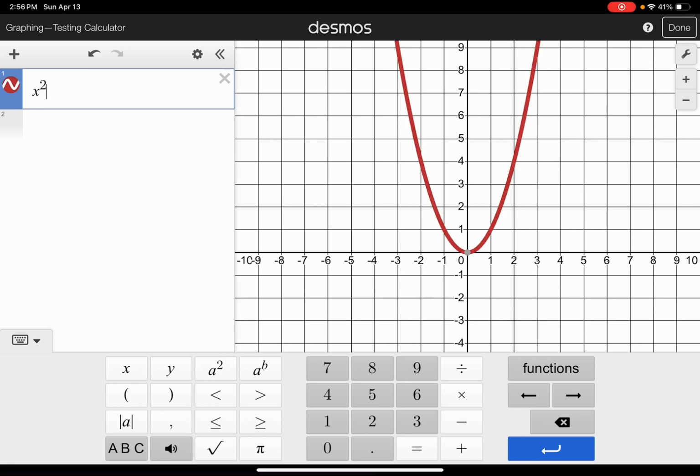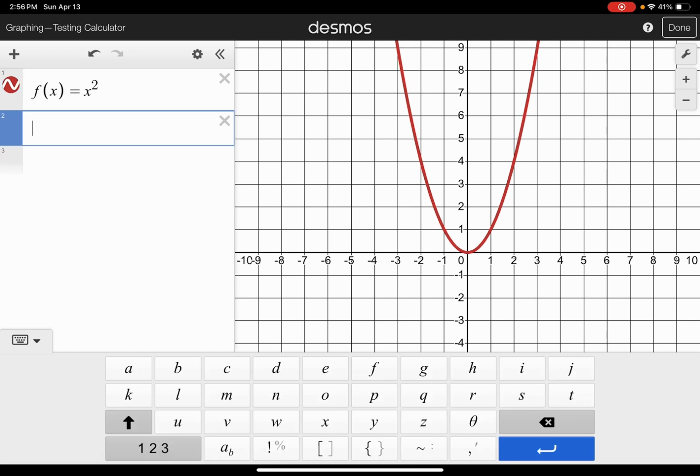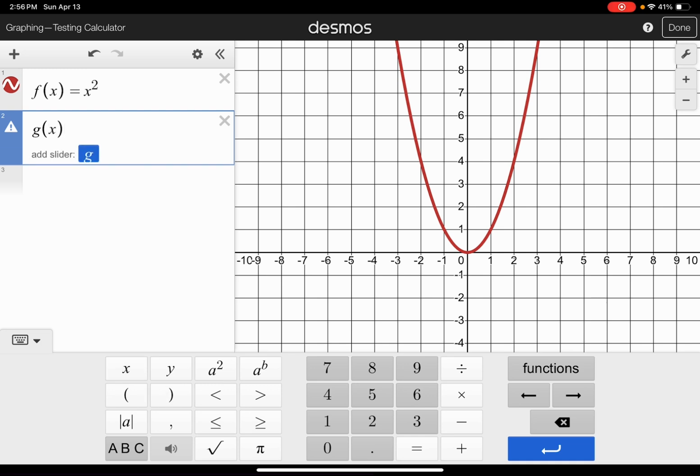Okay, so x squared is the parent function for quadratics. So when you look at this, you should say this is the parent function for a parabola, and any change that I make to the numbers in front of my equation will determine the width of my parabola. So I'm actually going to change this first equation. I'm going to change this to f of x equals x squared. It's still red.